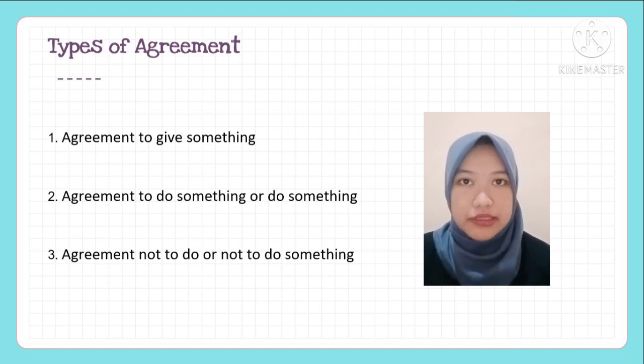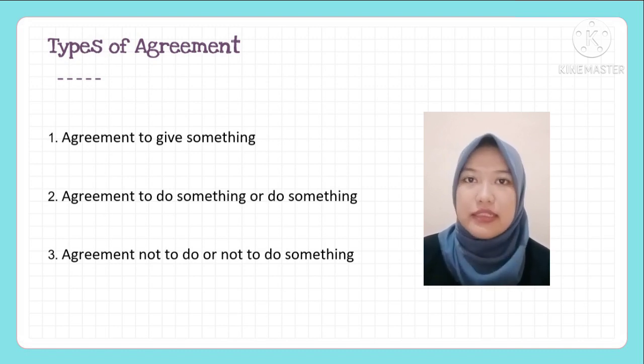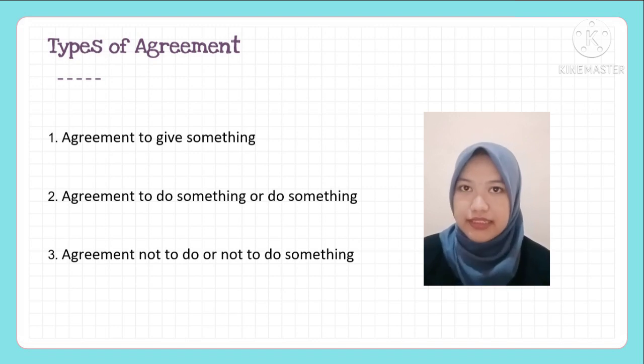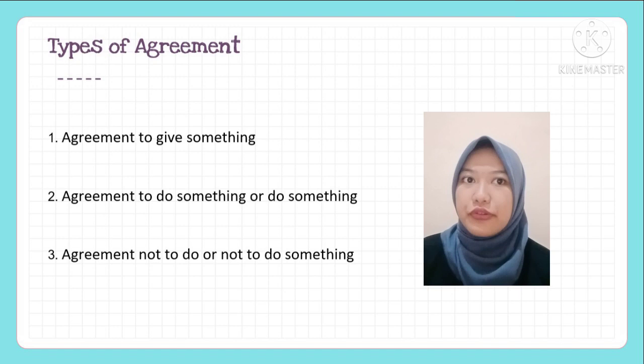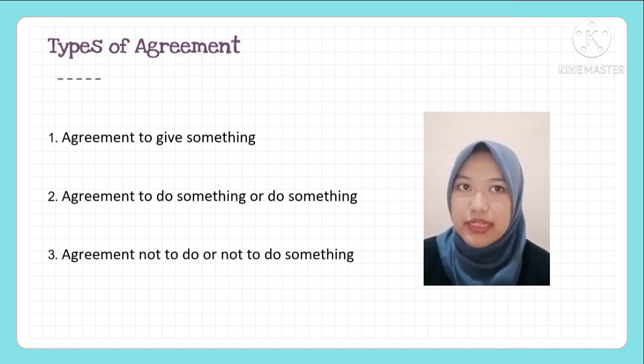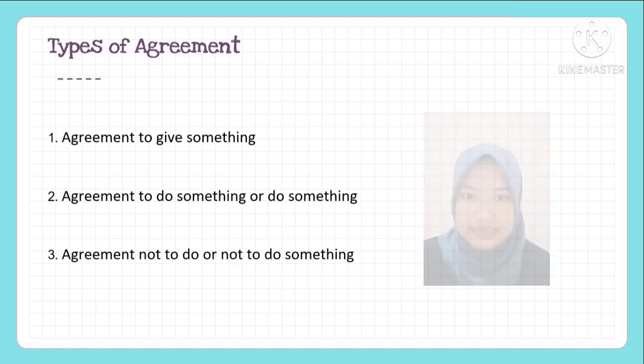The second is agreement to do something. An agreement to do something is an agreement that occurs when one of the parties is required or obligated to do something. The last is agreement not to do something. An agreement not to do something is an agreement that occurs when one party promises to the other party not to do something at the request of the other party.